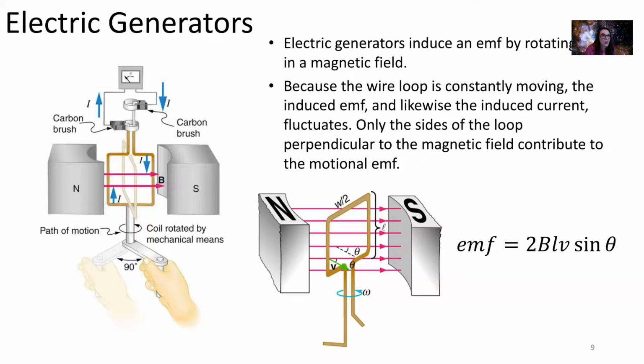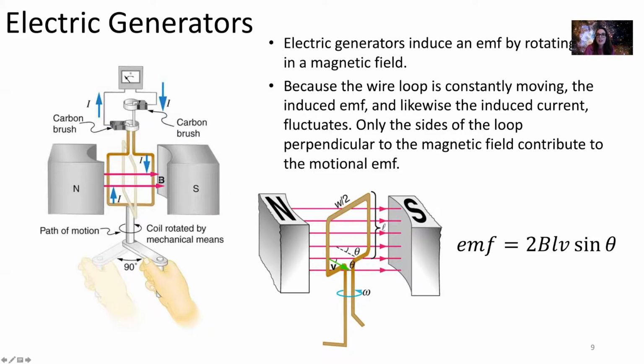Okay. So here we have a fixed magnetic field from magnets. We've got our conducting loop in here, and it's being rotated by a person or by some other mechanical means, and then that rotation generates an EMF. Now, because the wire loop is constantly moving inside this magnetic field, the induced EMF and likewise the induced current is going to be fluctuating that whole time.